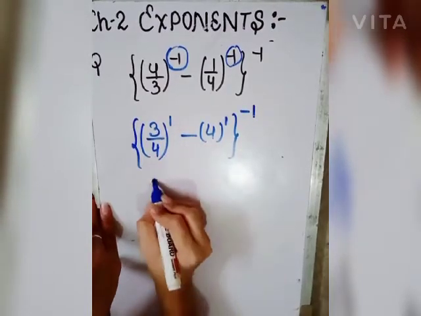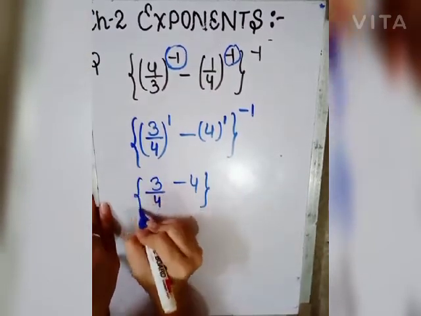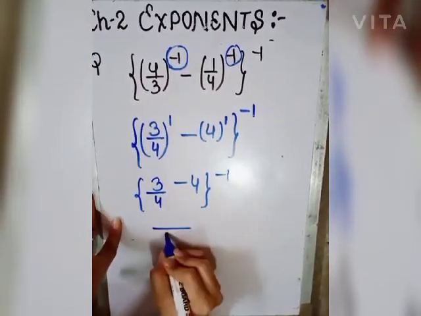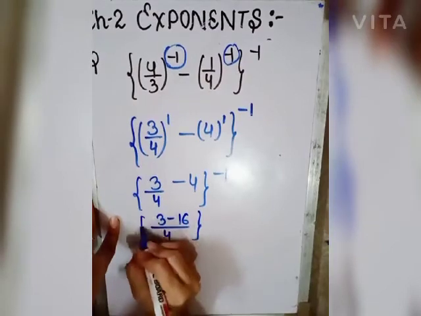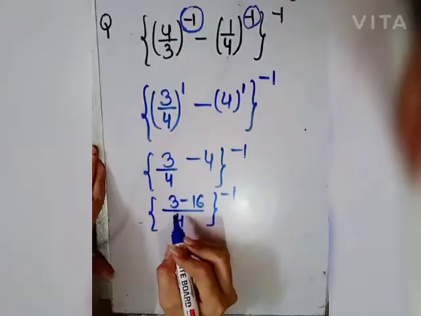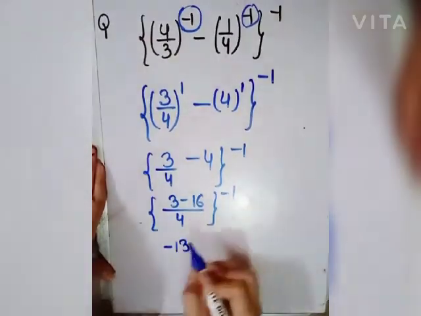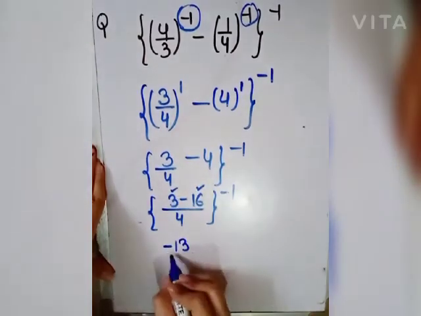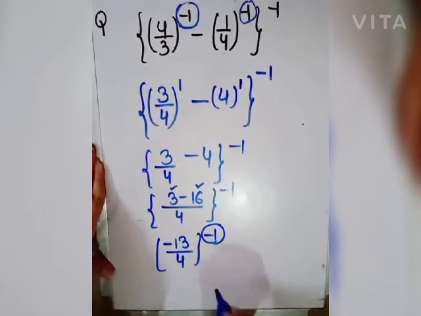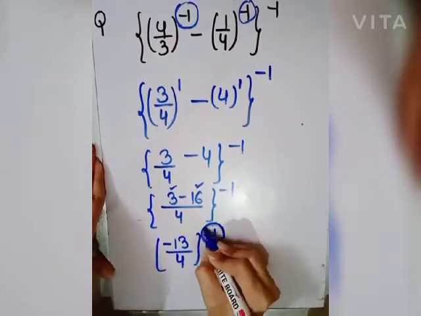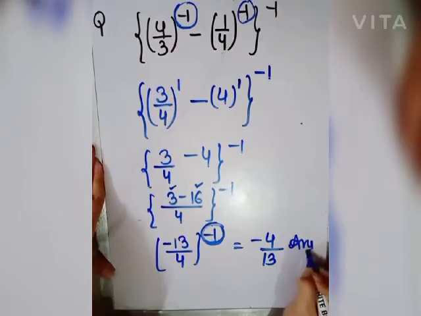3/4 raised to the power 1 is 3/4. 4 raised to the power 1 is 4. Solve it, you will get 3 minus 16. 3 minus 16 is 13, and we will put the sign of minus here because 16 is greater than 3/4. Now here our power is negative, so finally we will convert this power into positive by doing the reciprocal of the number. This is the answer.